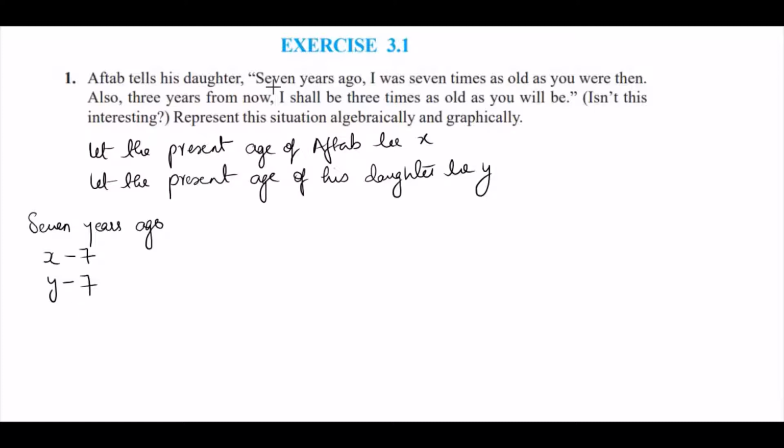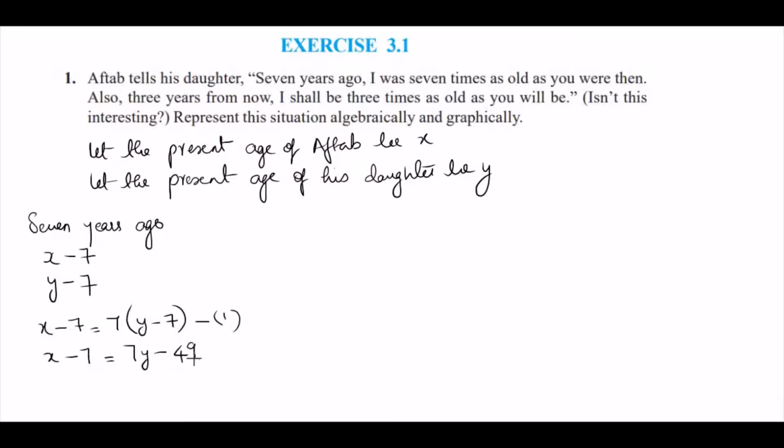Now what is the relation he has given? 7 years ago I was 7 times as old as you were then. That is, Aftab's age 7 years ago is x minus 7 and he is 7 times his daughter's age at that time. So 7 into y minus 7. So this is the first equation. So let's rearrange and write x minus 7 equal to 7y minus 49.